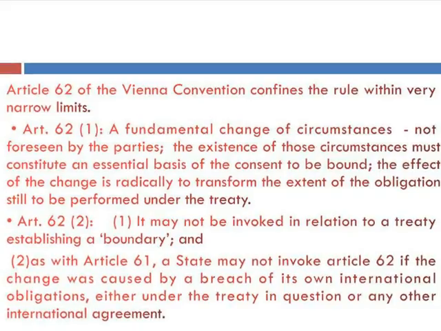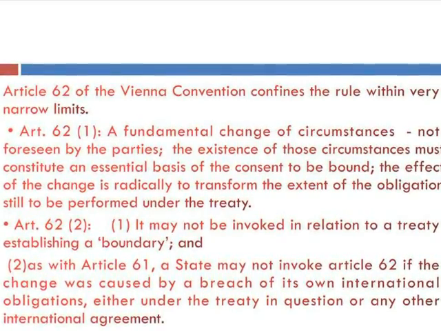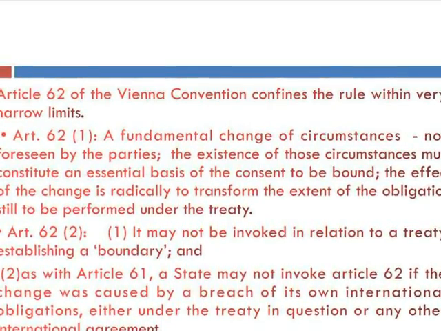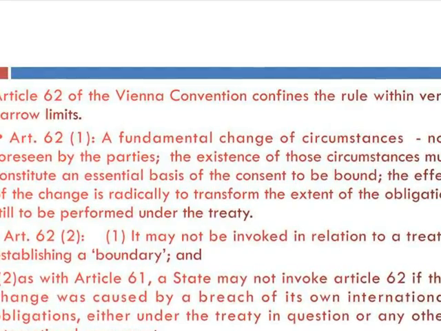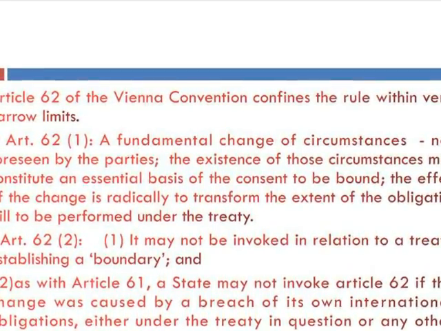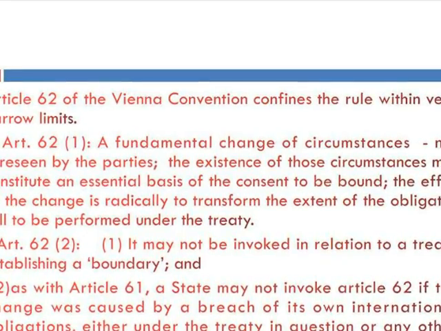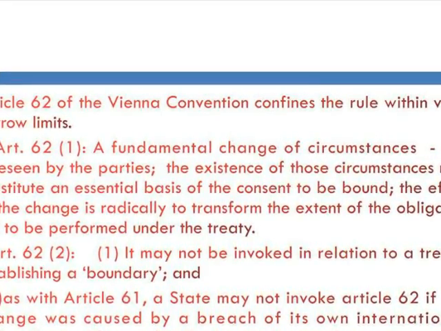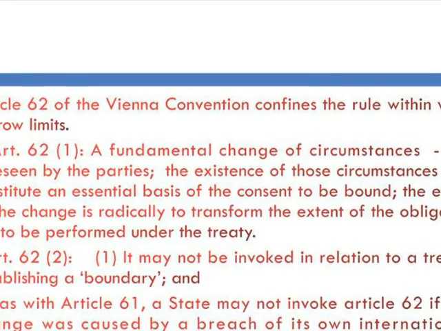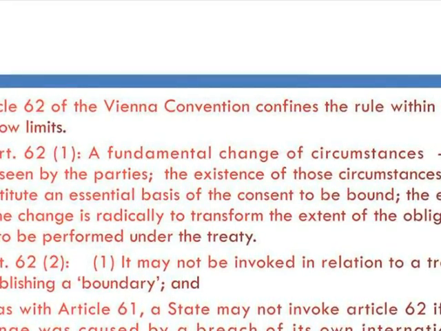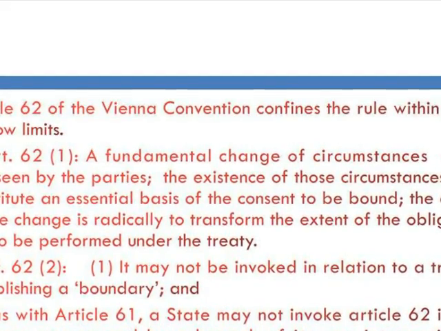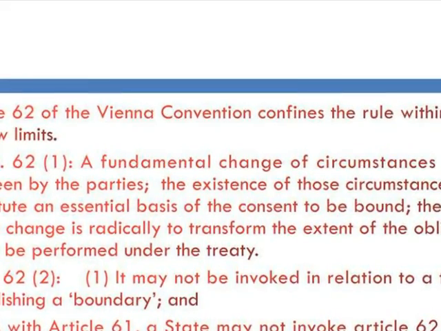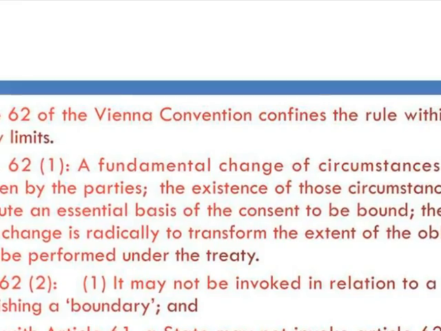Article 62 of the Vienna Convention confines the rule within very narrow limits. Article 62(1) says that there must be a fundamental change of circumstances not foreseen by the parties, the existence of those circumstances must constitute an essential basis for the consent to be bound, and the effect of the change must be radically to transform the extent of the obligations still to be performed under the treaty. Article 62(2) says it may not be invoked in relation to a treaty establishing a boundary. And second, the state may not invoke Article 62 if the change was caused by the breach of its own international obligation, either under the treaty in question or any other international agreement.